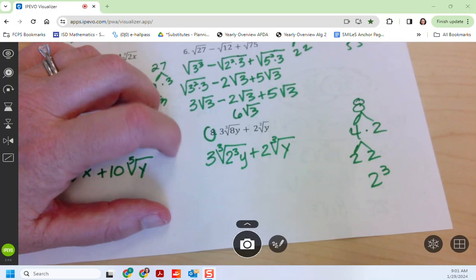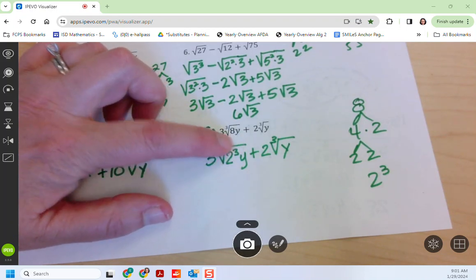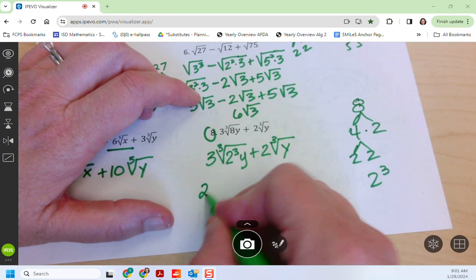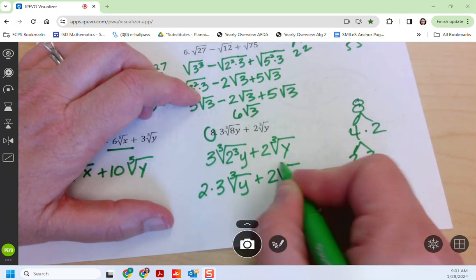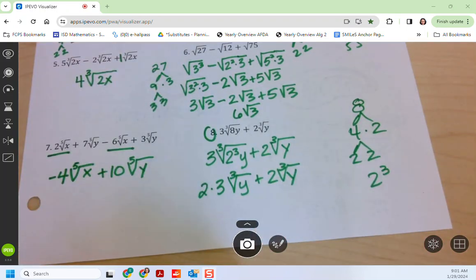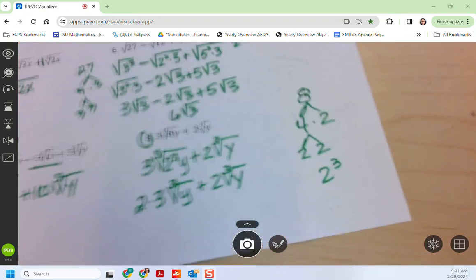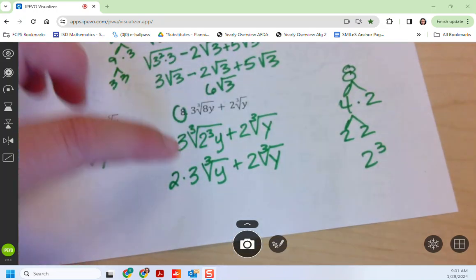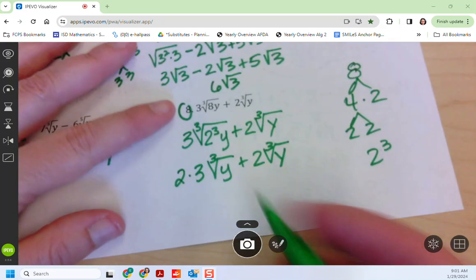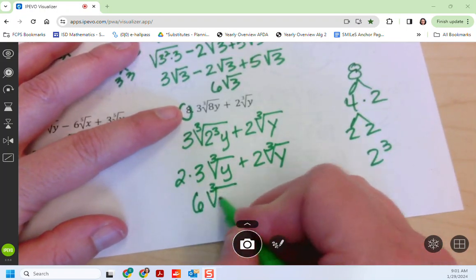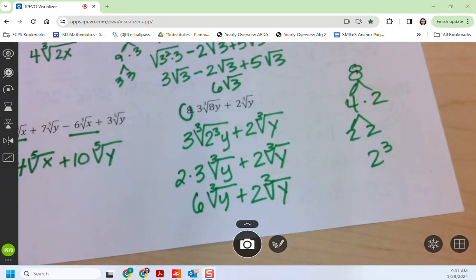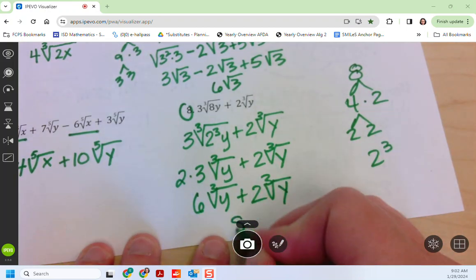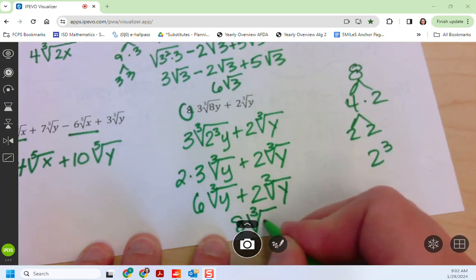And I know the cube root of 2 to the 3, those will cancel, giving me just 2, so that comes out. 2 times 3, cube root y, plus 2 cube root y. So I just took the cube root of 2 to the 3 out. And then 2 times 3 is 6. So 6 cube root y plus 2 cube root y. Now they're like terms. They have the same index and they have the same radicand. And so I can add the coefficients and get 8 cube root y.